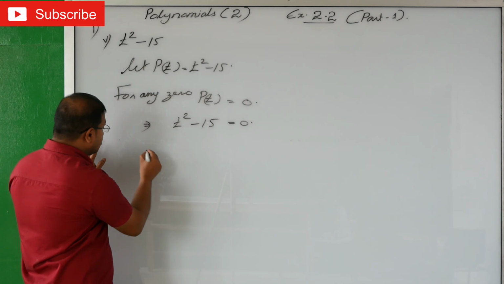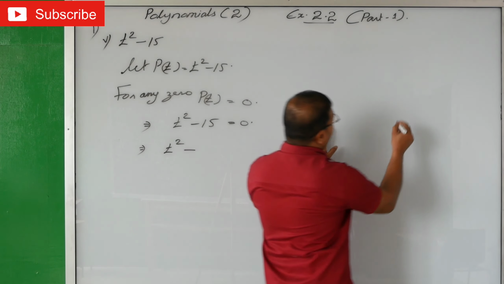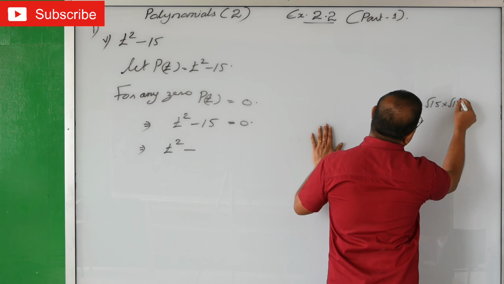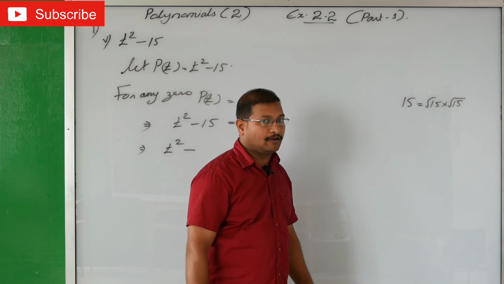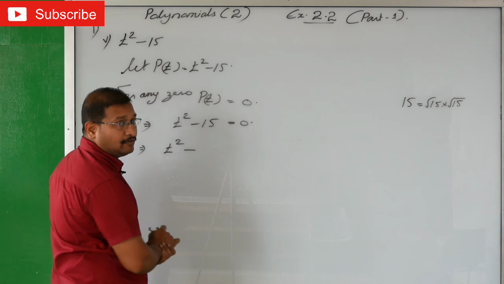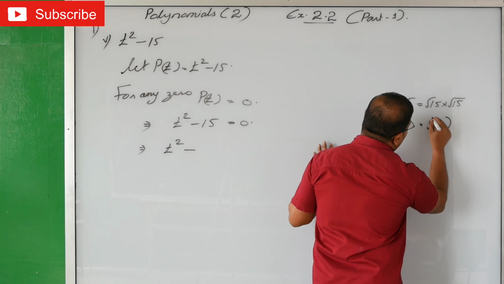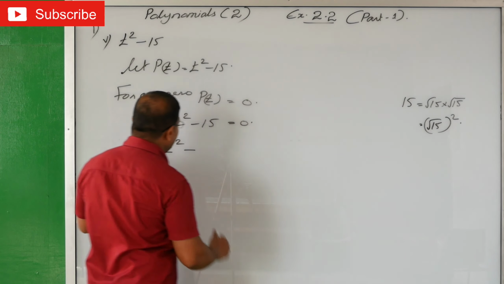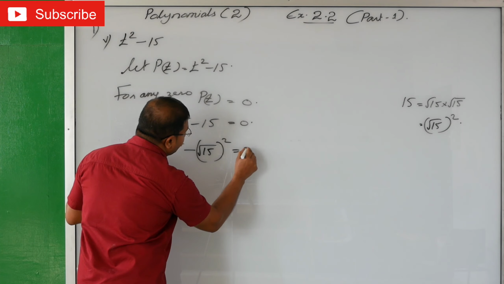Now, careful. This implies we can write T square minus 15. You can write 15 equals root 15 into root 15. Root 15 into root 15 is 15, just like root 2 into root 2 is 2, isn't it? So in place of 15, you can write root 15 the whole square. Root will cancel, we'll get only 15. So in place of 15, we write root 15 the whole square equal to 0.